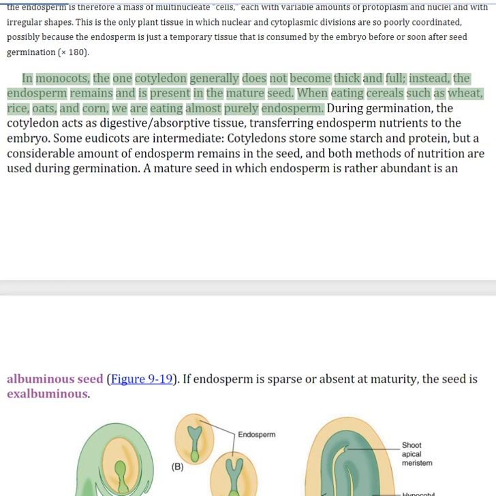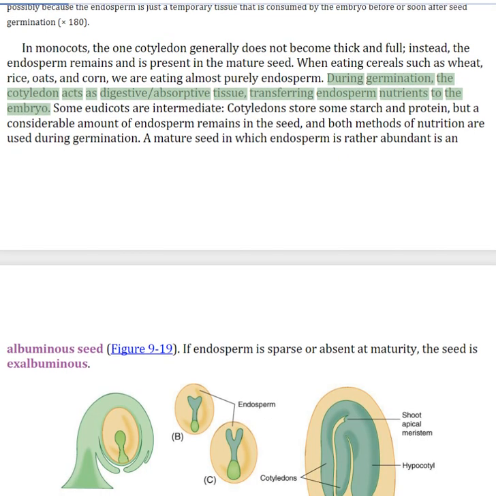In monocots, the one cotyledon generally does not become thick and full. Instead, the endosperm remains and is present in the mature seed. When eating cereals such as wheat, rice, oats, and corn, we are eating almost purely endosperm. During germination, the cotyledon acts as digestive absorptive tissue, transferring endosperm nutrients to the embryo.